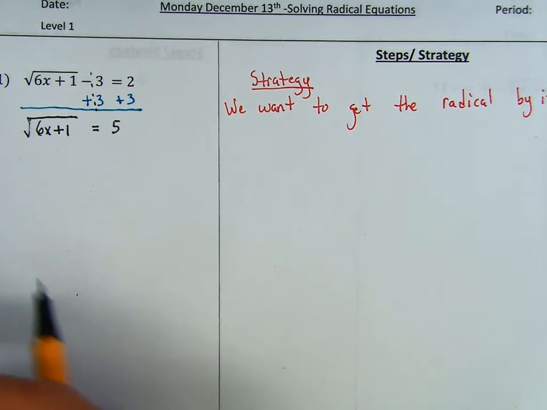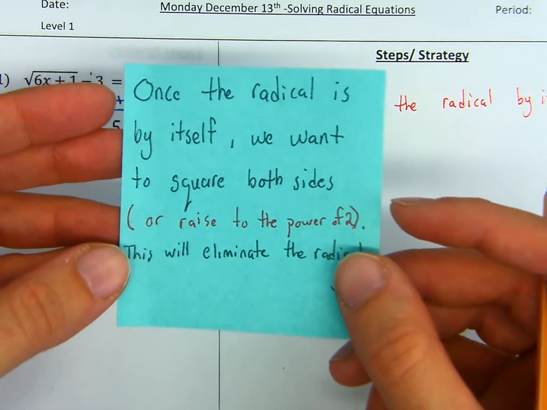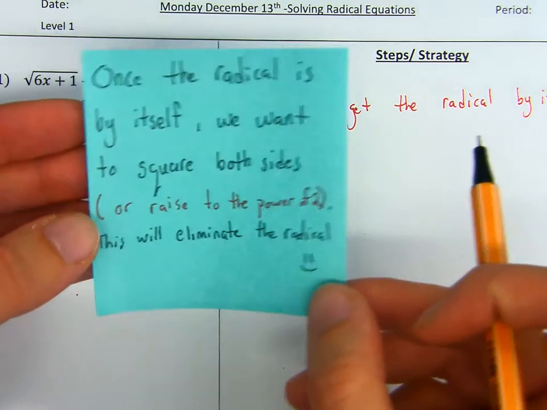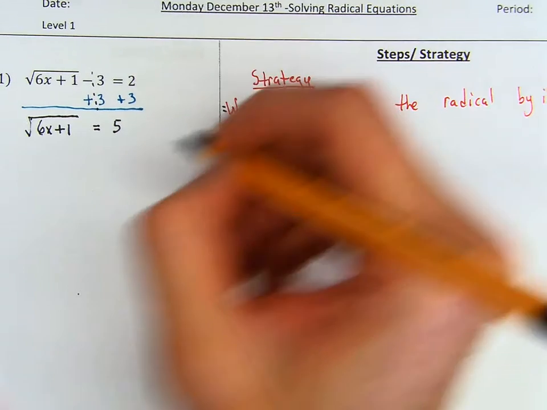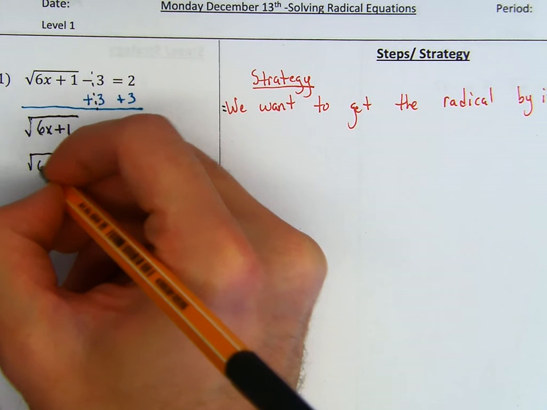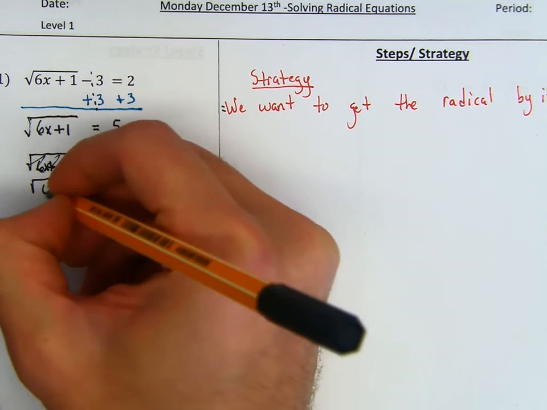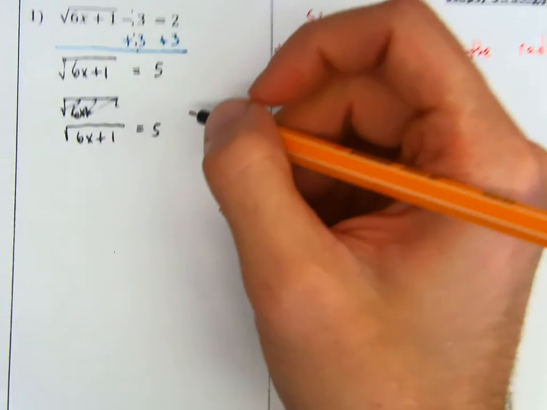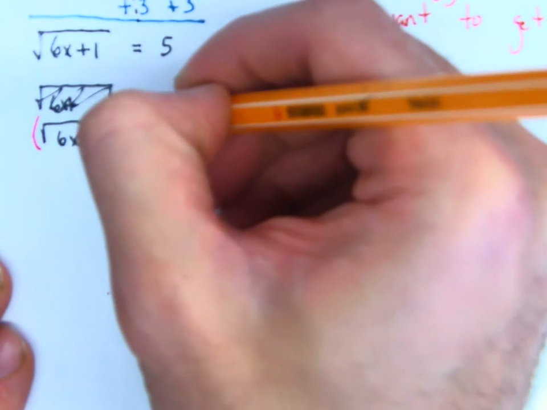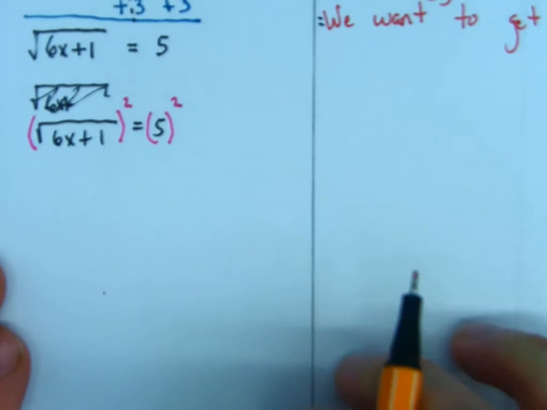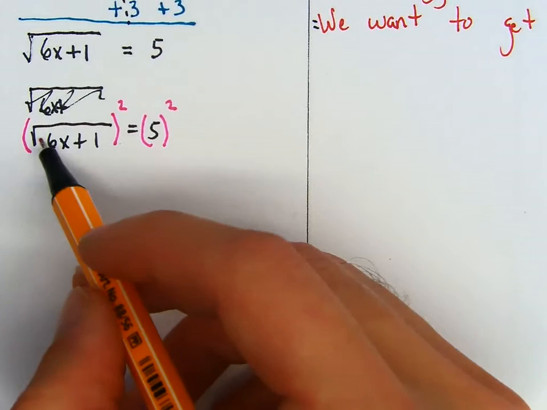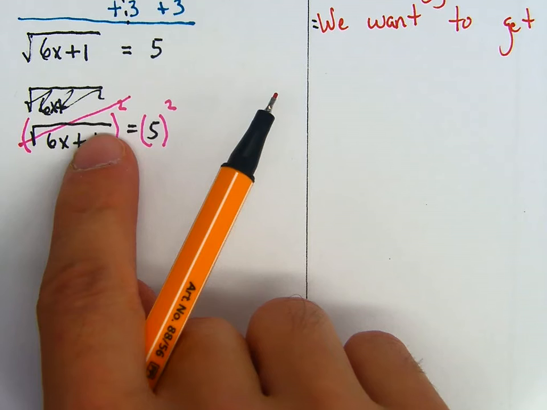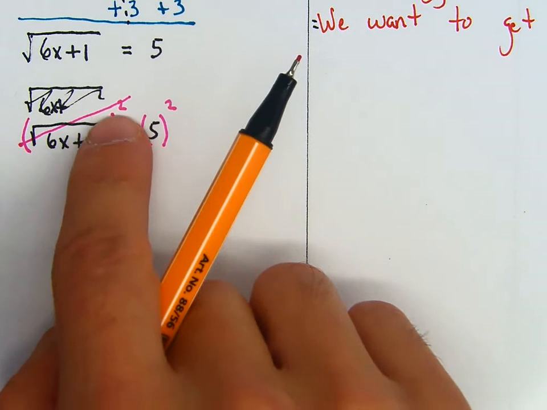Now here, the idea is once the radical is by itself, we want to square both sides of the equation, or raise it to the power of 2. Let me rewrite this over here. Square root of 6x plus 1 equals 5. Here, what you could do is raise both sides to the power of 2. Now what happens is, when you square the square root, this will cancel. Why it cancels, I will show in the next video or tomorrow, but for now, we just take it for what it is.